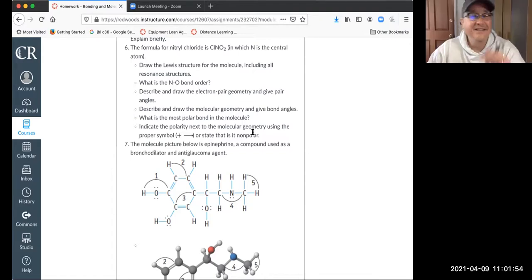Pretty much. Okay, let's look at number 6. The formula for nitrile chloride is ClNO2-, and here they tell us directly nitrogen is the central atom.